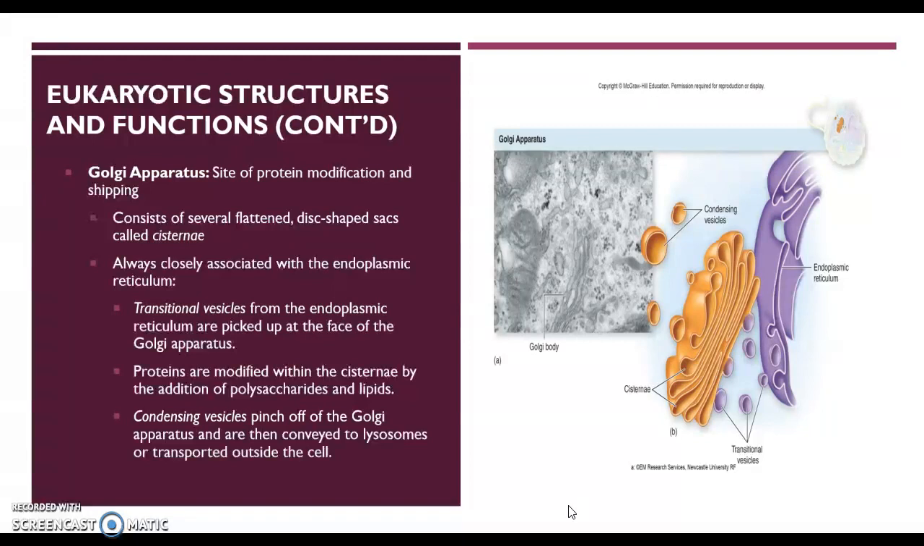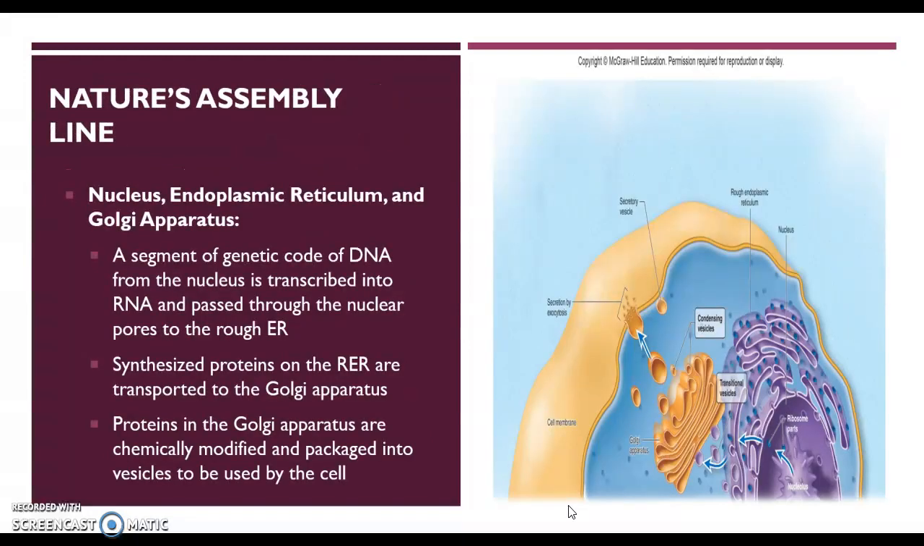and that vesicle will pinch off the end of the membrane, or that cisternae, and then those condensing vesicles will travel through the cytoplasm and connect with another organelle or the plasma membrane to either be transported outside of the cell or used within the cell. So this protein assembly involves the nucleus, the ER, and the Golgi.